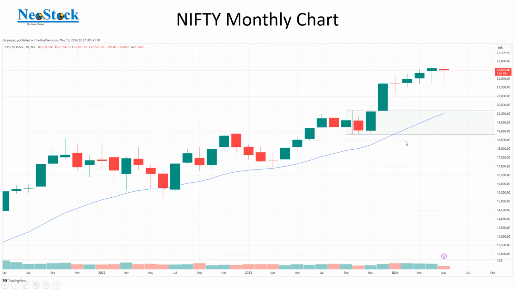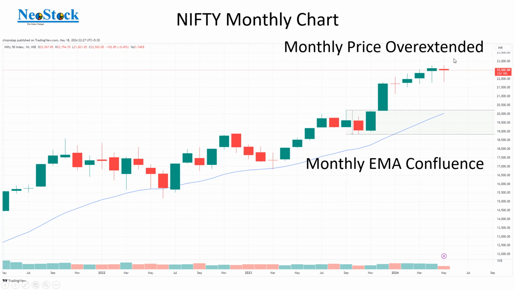Monthly demand zone at present is having a monthly EMA confluence. And also price overextension is there. Monthly price overextension. In case this has to be completed, the prices should come down to the monthly zone. But in between you have some high liquidity zones that may prevent prices from entering into this monthly zone. So let us find all the support and resistance levels with our detailed NIFTY analysis.